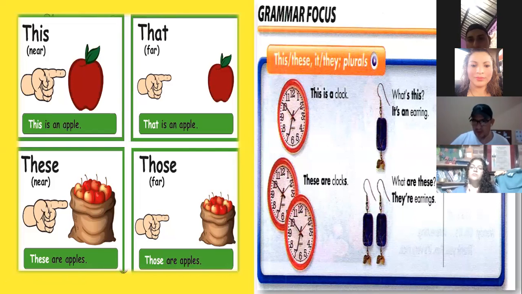Let's do the exercise again with this. What is this? This is a book. It's a book. What are these? They are books. When you ask with what's this, you answer it. When you ask with these, you answer with they are. Let's go again. What's this? It's a book. What are these? They are books. Don't put it. They are books. Excellent. Okay. Be careful with that.